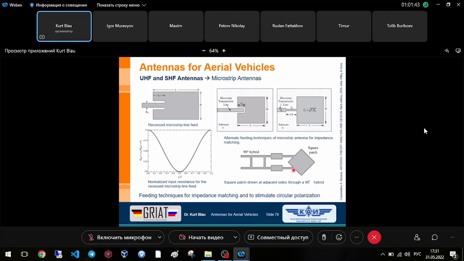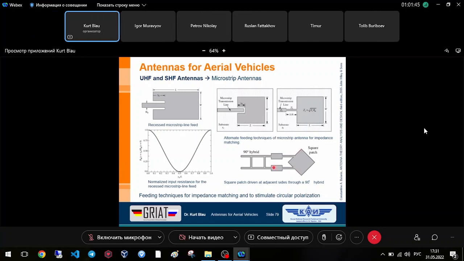Yes, and you can realize this if you make the line length, the complete line length from here to here, different. The hybrid itself makes or holds the 90 degree over, let's say, a certain bandwidth. This is the reason why we use a hybrid and not only, let's say, a line with a length X or Y.